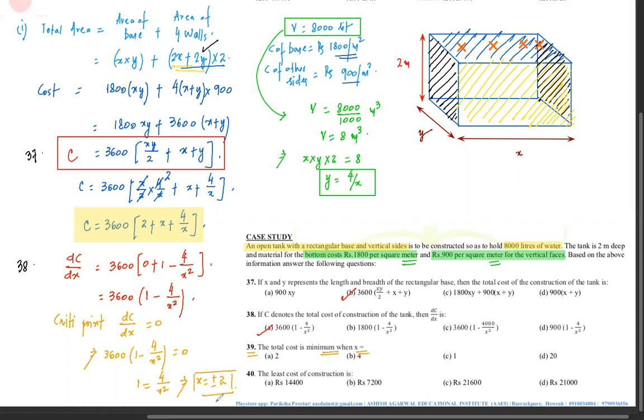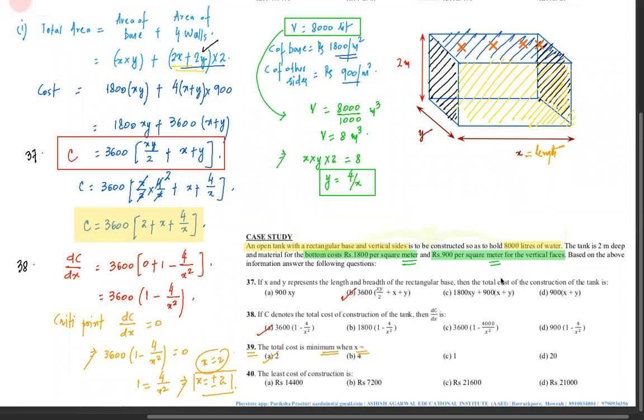Now x is representing some dimension, as in the length. They have said consider the length to be x. So it definitely cannot be negative. So we have to consider x is equal to 2 as our correct choice. Out of the 4 options, option 1 is now matching. The total cost is minimum when x value is equal to 2. 39, option A is correct.